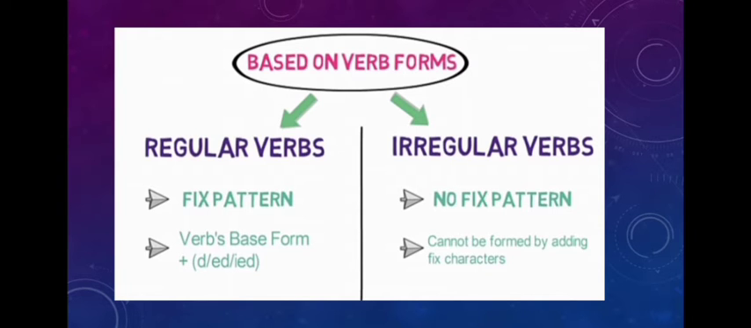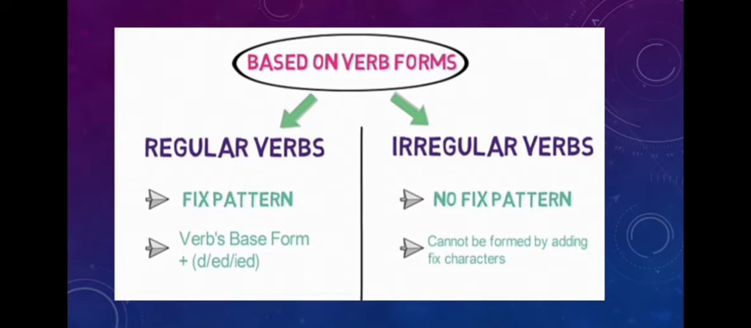It has a fixed pattern. Like I told you, you just have to put d, then it becomes the second form and third form. It has a fixed pattern. The verb base form means the present word. We just have to add d, ed, or ied to the base form, that is, to the present form of the verb.